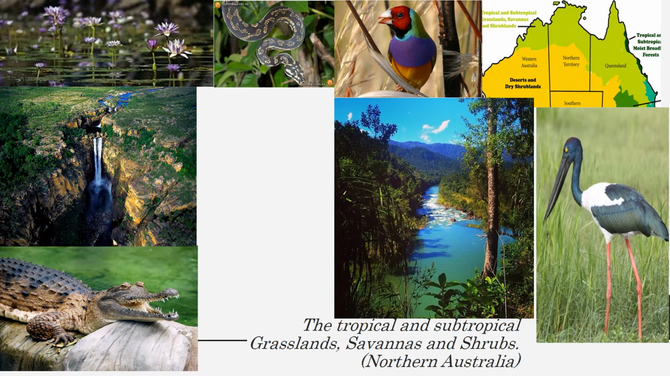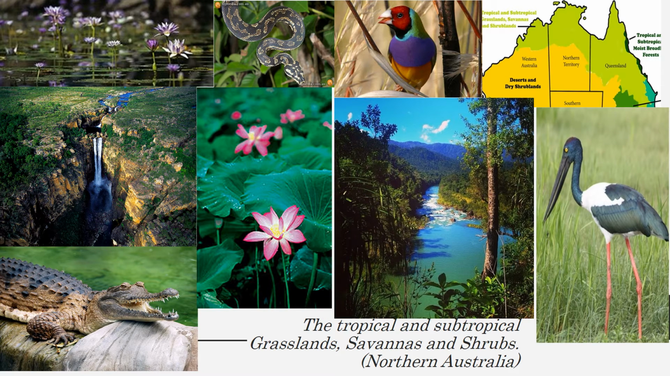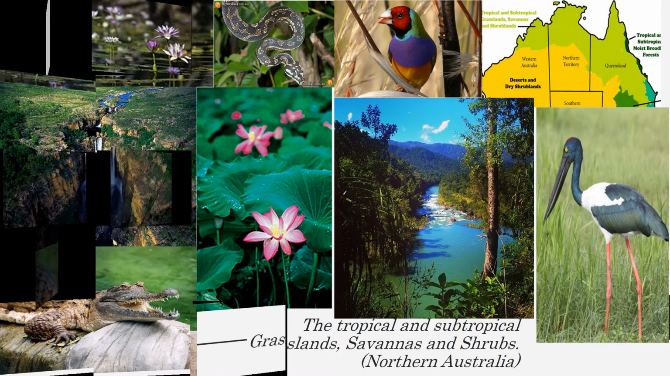This is a freshwater crocodile. There are both saltwater and freshwater crocodiles in Australia, and these ones are found mainly in the northern part of Australia. And this is just another water lily. There are many beautiful water lilies in Australia.